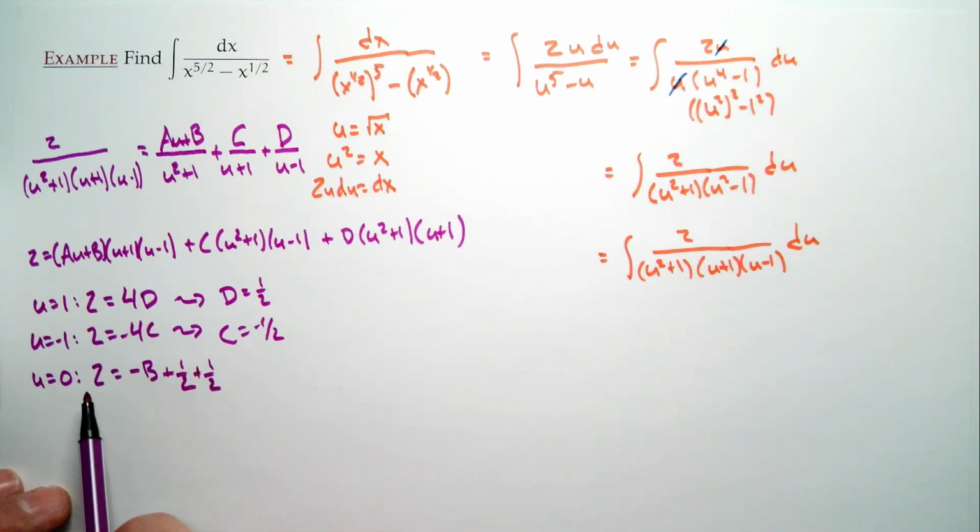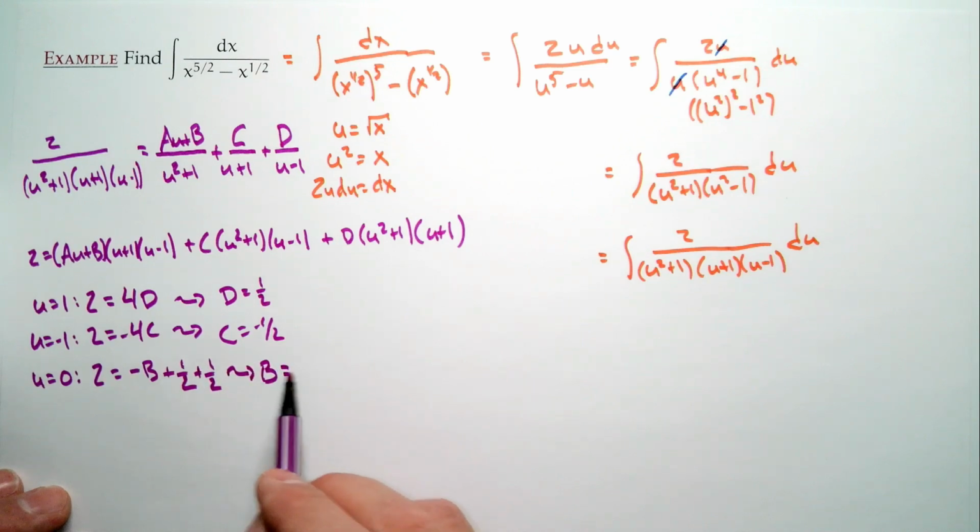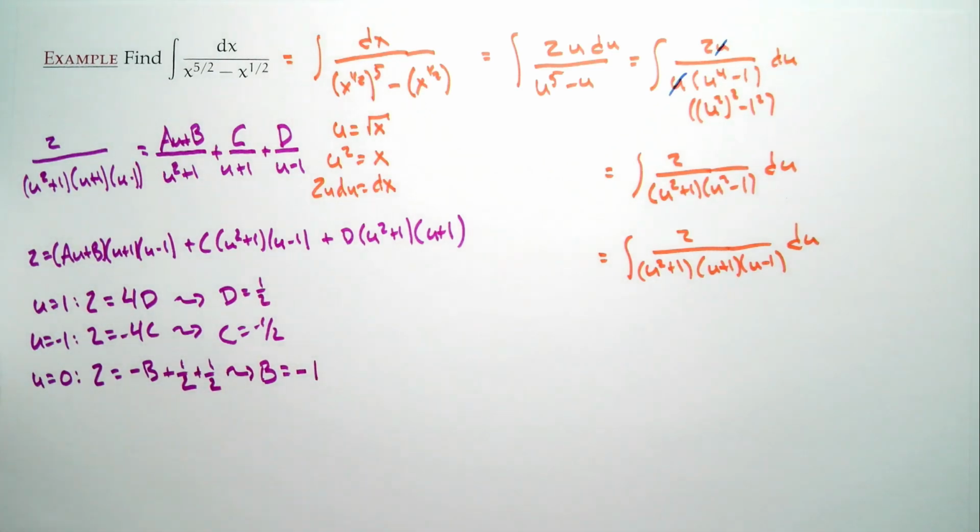So what can we do? Well, we get 2 equals negative b plus 1. We can solve for b. Do you see what it is? Negative 1, because a half plus a half is 1. You move that across, you get 1 equals negative b, so b equals negative 1. All right, are there any other good choices?